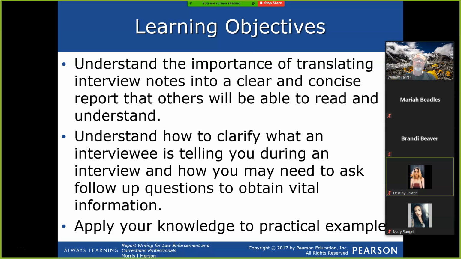And then, understand how to clarify what an interviewee is telling you during an interview, and how you may need to ask follow-up questions. Don't just take everything that someone says as, hey, this is it. What they said is perfect. If you need to clarify something, or you're not sure, it's not rude to ask someone, I'm sorry, could you repeat that? Or I didn't get all of that. Would you mind repeating that? And that helps them stay on track as well.